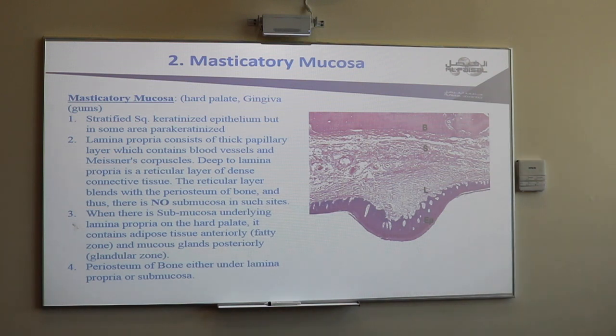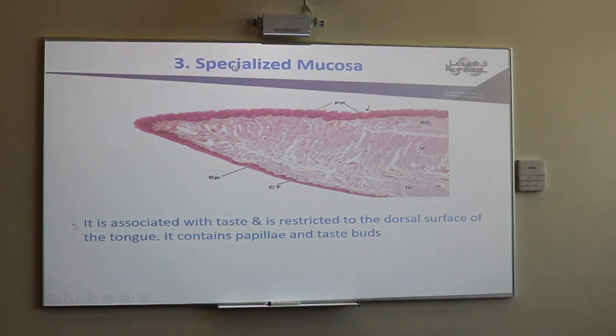Now, look at this. What is this? It is only present on the dorsal surface of the tongue, not even on the ventral surface of the tongue. The ventral surface has the normal oral mucosa. When I say normal, I mean epithelium, lamina propria with submucosa. This is special. So how many types of oral mucosa are there? Can you mention quickly? Okay.